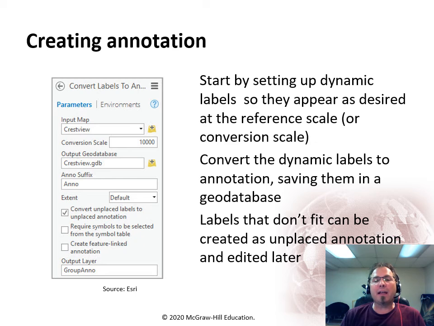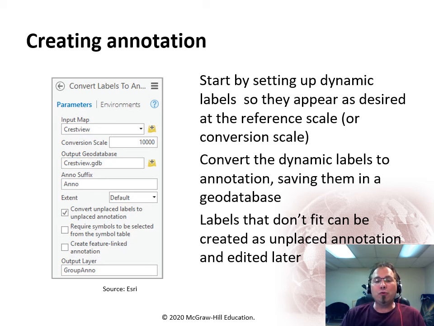To create annotation, it's super easy. You turn on the labels for all of the layers that you want annotation set up for. Now be careful with that. If you only want annotation for one layer, then make sure that only that layer's labels are turned on. Once you have them turned on, and they appear at the scale and the size you want them at, then you can convert those dynamic labels to annotation and save them in a geodatabase.